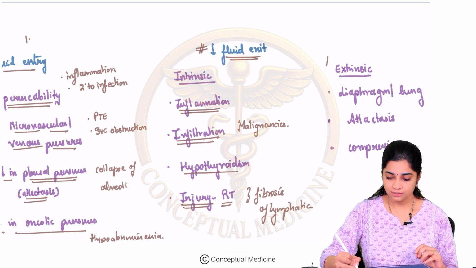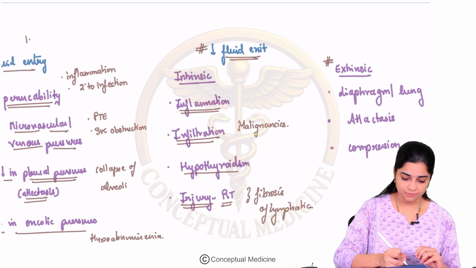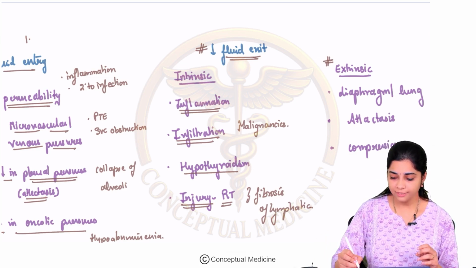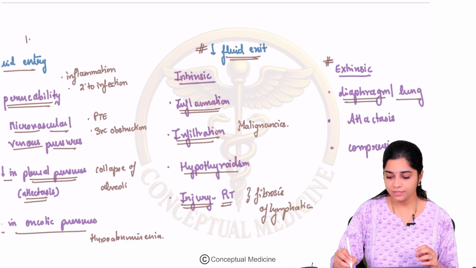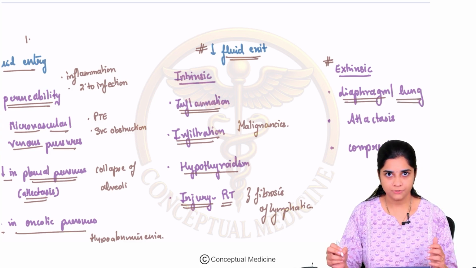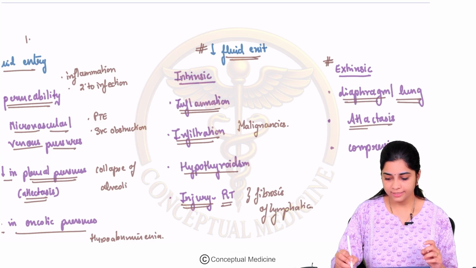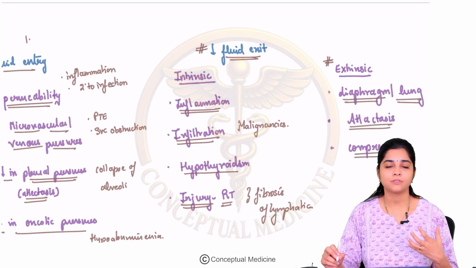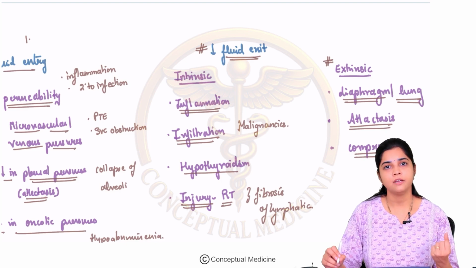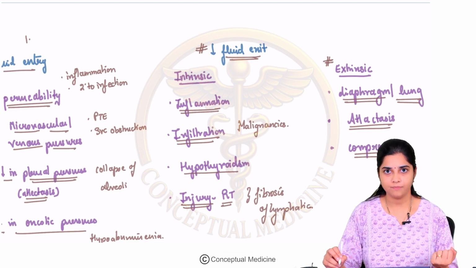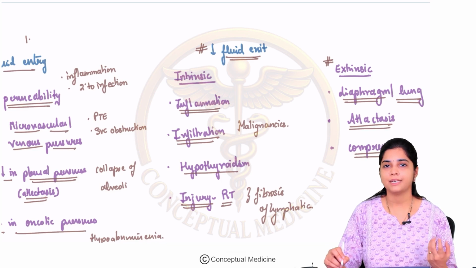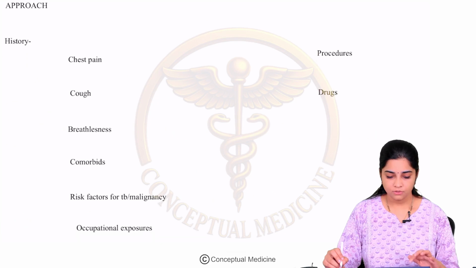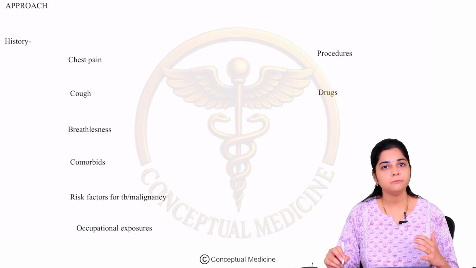Apart from this, the third most important mechanism that we should know is your extrinsic causes, right? Any form of diaphragmatic or lung injury can cause accumulation of fluid within the pleural cavity. Then it can be due to atelectasis or compression. So these are some of the extrinsic causes by which fluid accumulates within the pleura. So these are the broad mechanisms by which there is fluid accumulation in the pleural cavity. So how do you approach a case of pleural effusion?